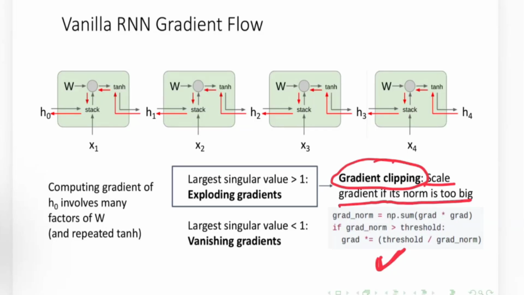We are finding the norm of the gradient. So just find the square of this gradient, whatever gradient you have, and then you sum all the values. And that is called gradient norm. And then what we'll do? We'll compare this gradient norm with some threshold.